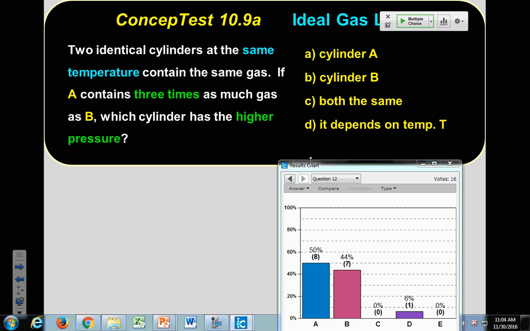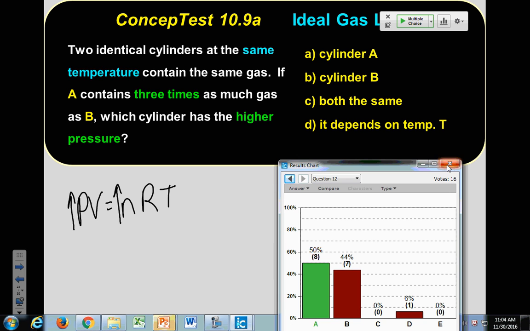All right, let's think about the ideal gas law. The ideal gas law is PV equals nRT. Container A contains 3 times as much gas as container B. So let's ask ourselves, what if we increase n? How does that affect the pressure? If I increase n, like container A has more gas, so it has a higher n, that means my pressure also increases. So the one with the higher pressure is the one with more gas in it, and that's going to be cylinder A.